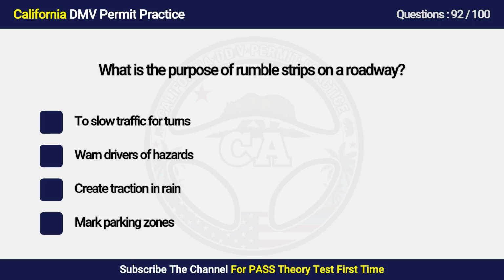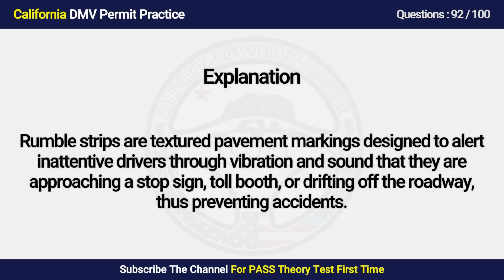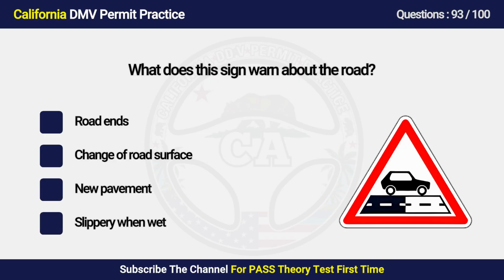A. To slow traffic for turns. B. Warn drivers of hazards. C. Create traction in rain. D. Mark parking zones. Answer is B. Warn drivers of hazards. Rumble strips are textured pavement markings designed to alert inattentive drivers through vibration and sound that they are approaching a stop sign, toll booth, or drifting off the roadway, thus preventing accidents. Question 93. What does this sign warn about the road?